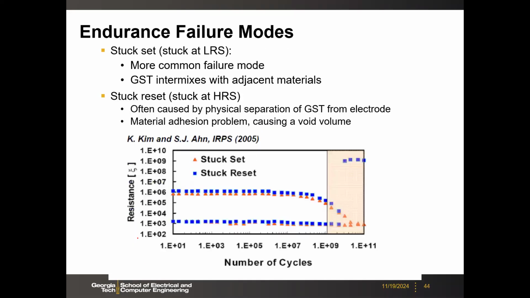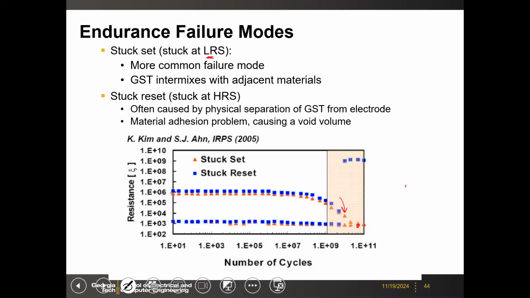And then the endurance, okay. So there could be different failure modes as you cycle the device. We measure the resistance, high and low, high and low, right? And then here, in this example, after 10 to the power 9 cycles, you see that the high states will keep decreasing and eventually get stuck at the low states. This is the most common failure mode.